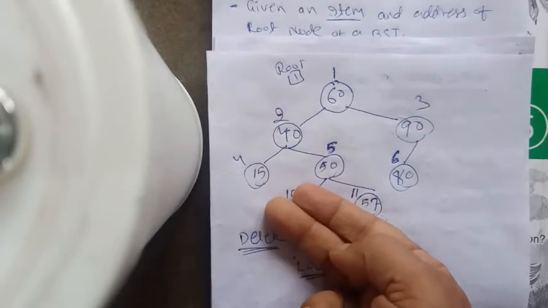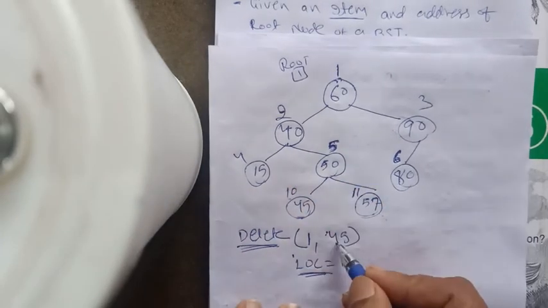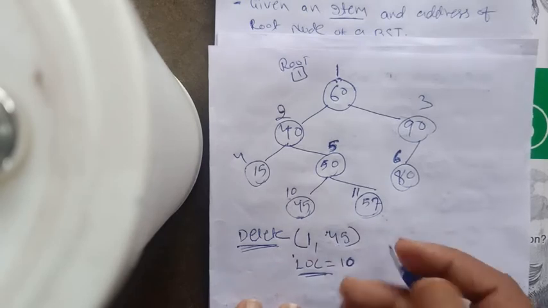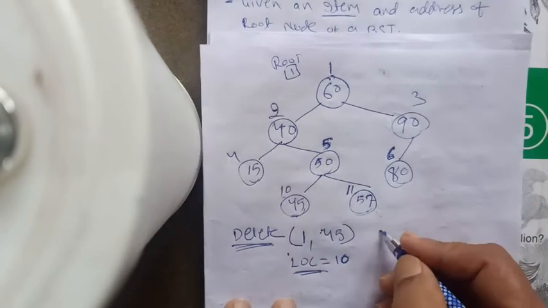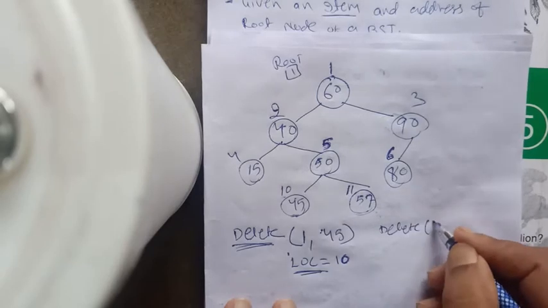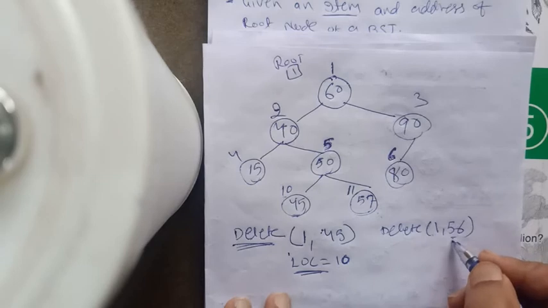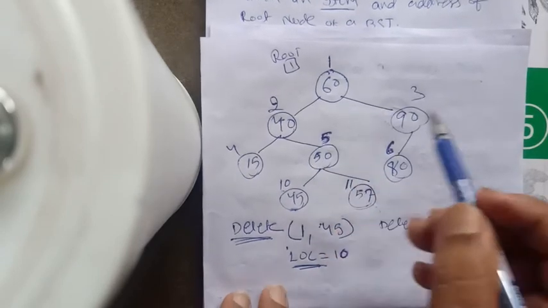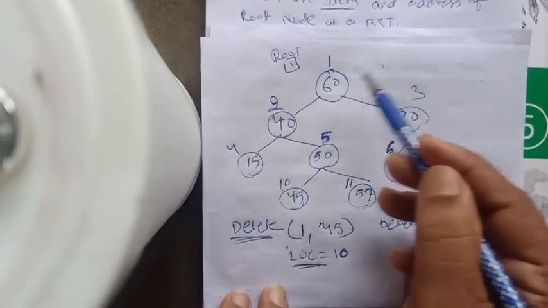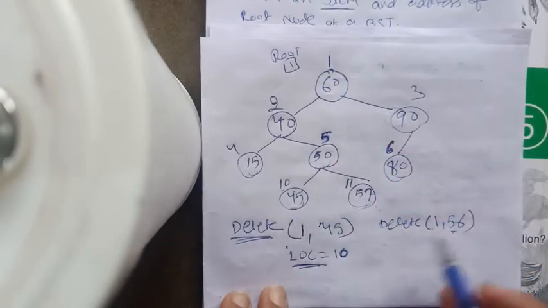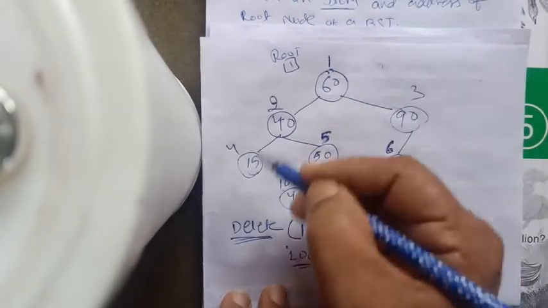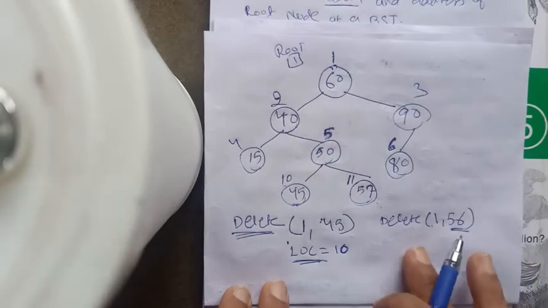If instead of 45 we pass 56, delete 56, where 1 is the address of the root node and 56 is the item that you have to remove from the BST, then the search process will be conducted first and it will be found that 56 is not available in the tree. So the deletion process will not occur.